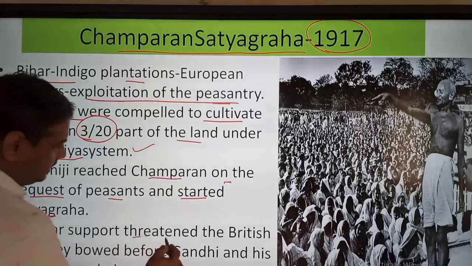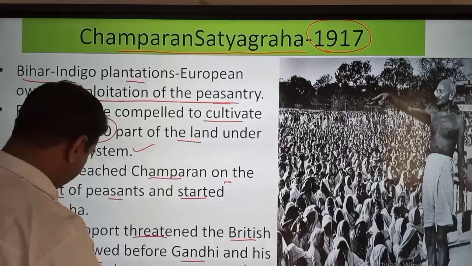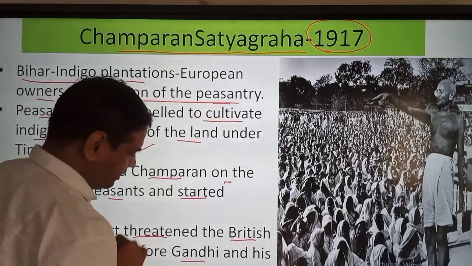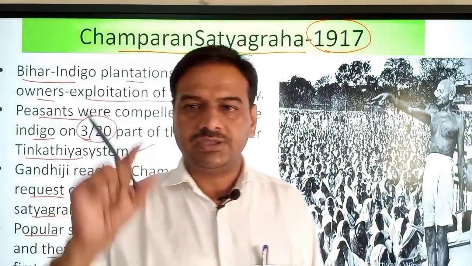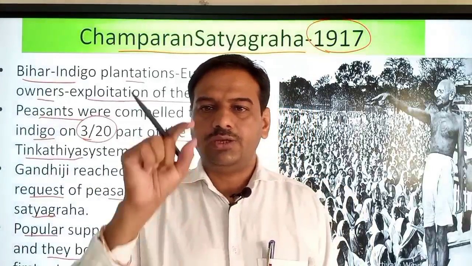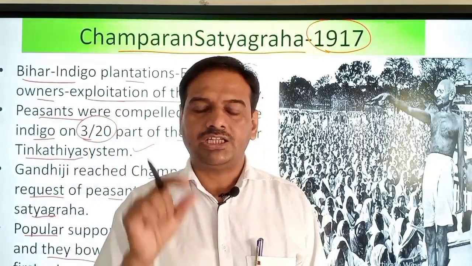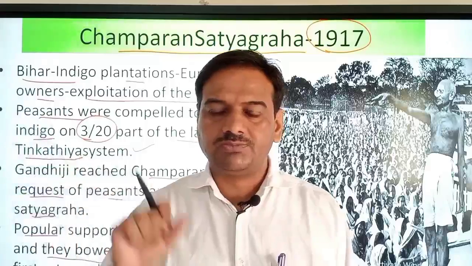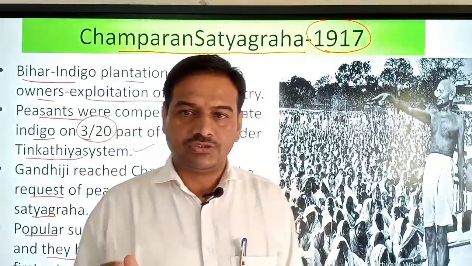Popular support threatened the British and they bowed before Gandhi, and his first Satyagraha became victorious. So when Mahatma Gandhi reached Bihar for the Champaran Satyagraha, he won popular support because the word reached the common people that Mahatma Gandhi is the only leader who is talking about the poor and peasant class people. So he won popular support from that area.